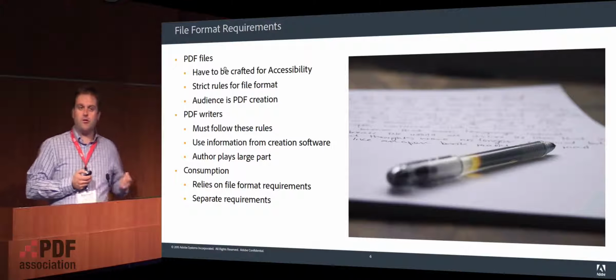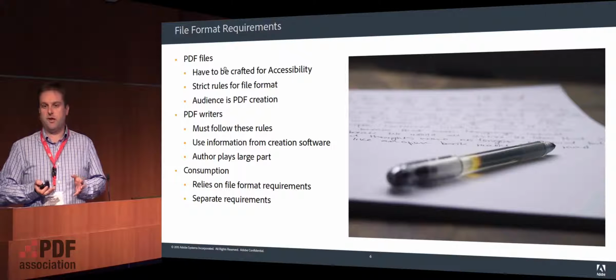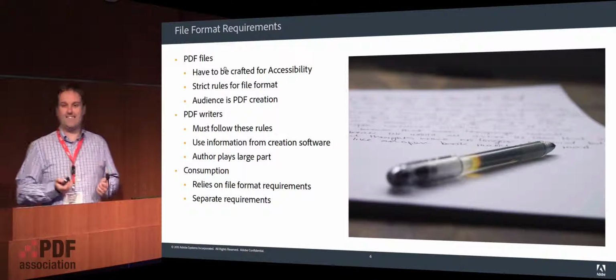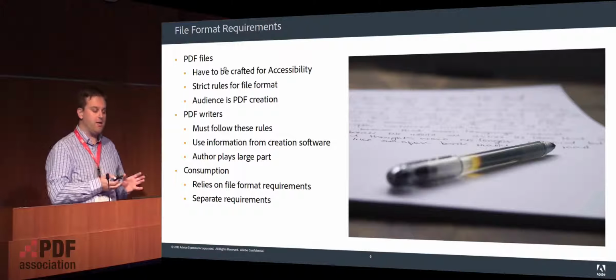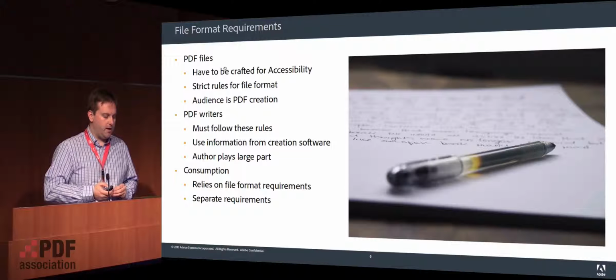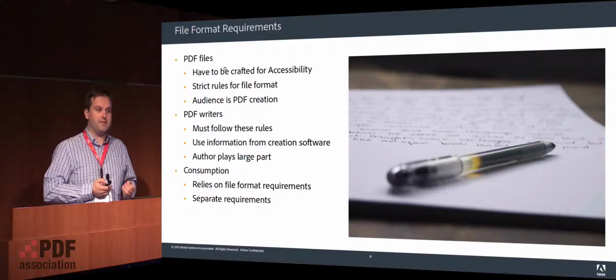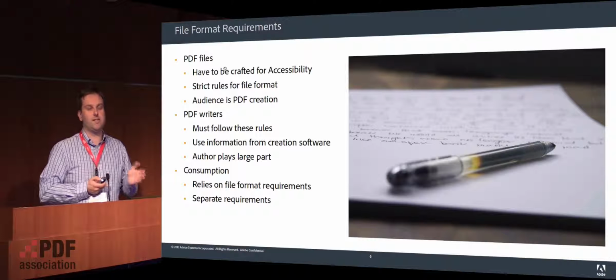The author, and I don't mean the software author, but the creator of a document, also plays a large role in this, because a lot of this is stuff that can't be guessed at by software. Authors have to provide information. And so there is a burden on authors to actually interact with this and contribute. And then the consumption piece of this relies on these various building blocks to produce good, accessible experiences.